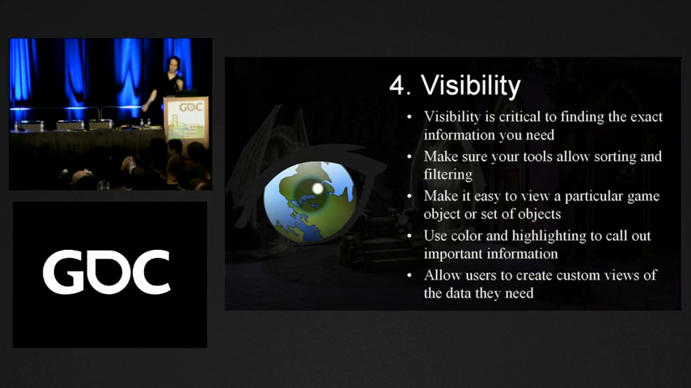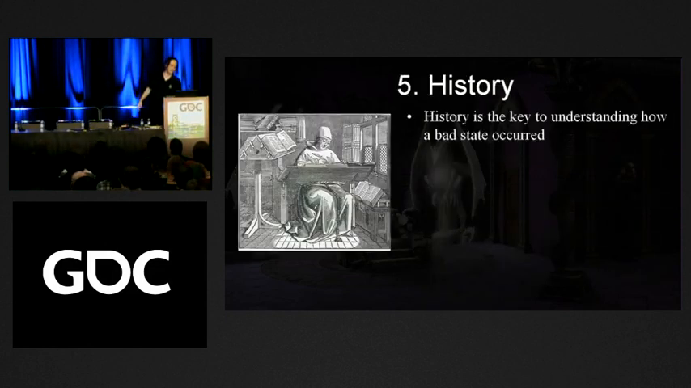So make sure that your tools support things like filtering and sorting and all this other stuff, right? You want to use color. You want to make it easy to view particular objects. You want to be able to allow users to create custom views if they need to. We cheated in a few places where the columns can be resized. Some designers had certain columns that they just didn't care about, so they would just resize them to nothing. And that's fine. That stuff can work.